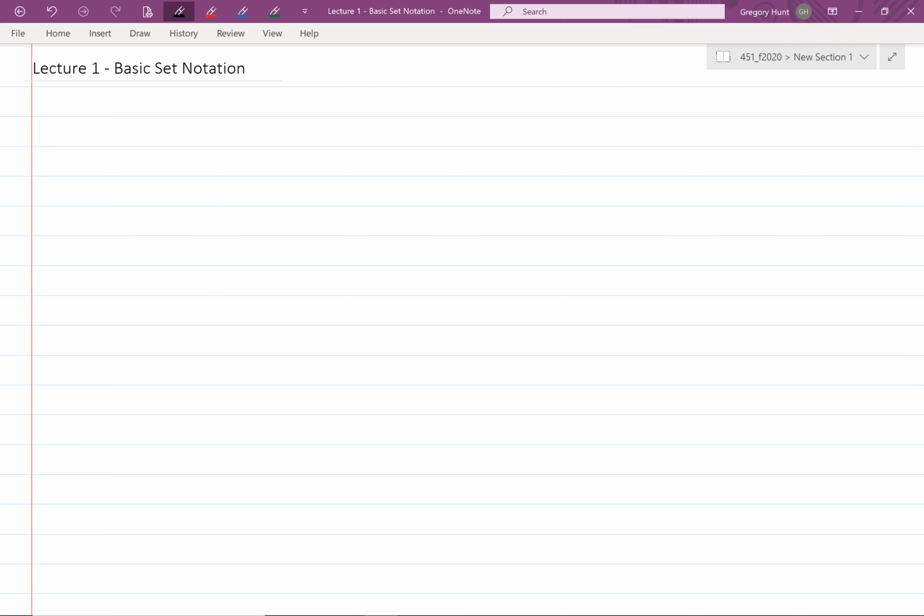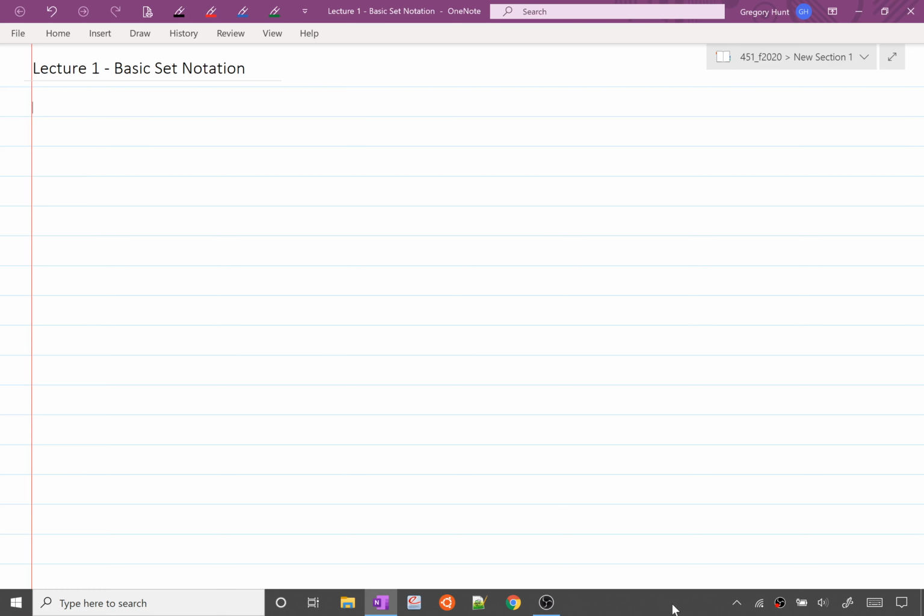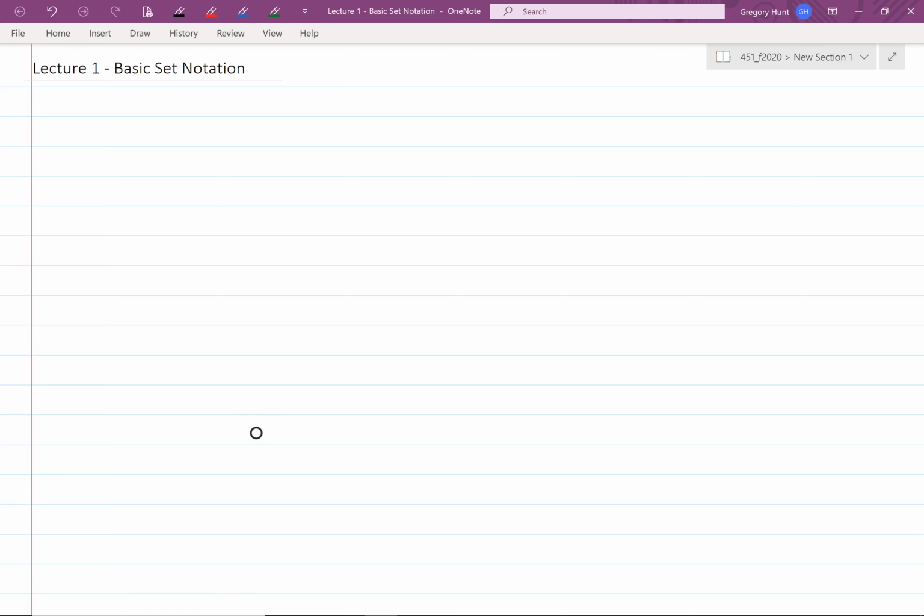So we're going to start off our discussion of basic set notation by giving a heuristic definition of a set. And the definition is going to be that a set is just a collection of objects.